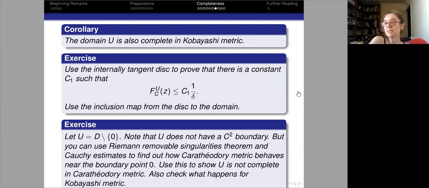Now, if you look at this, you can see that U is not complete with respect to the Carathéodory metric. Also, check what happens when you use the Kobayashi metric instead of the Carathéodory metric.